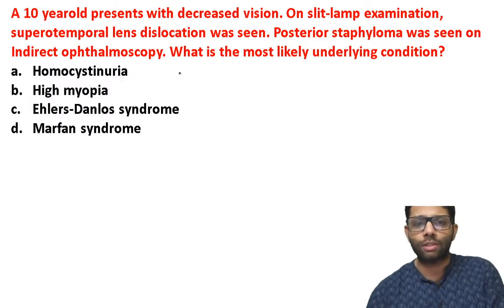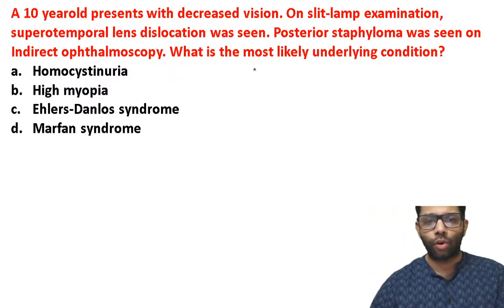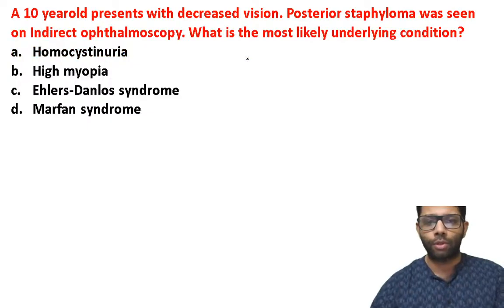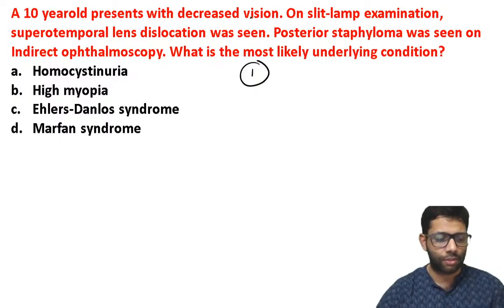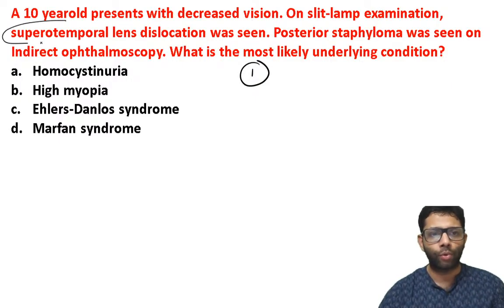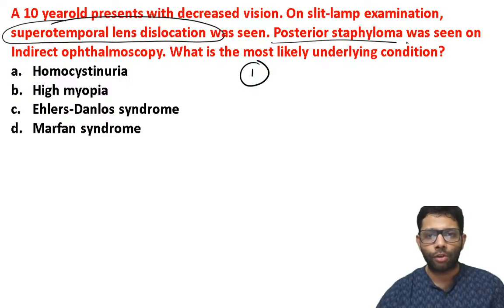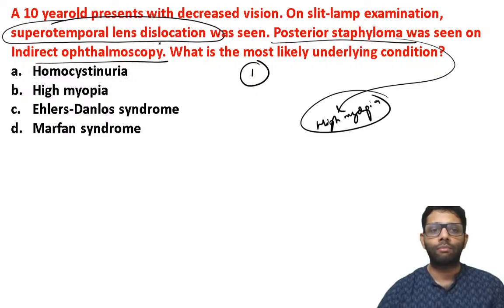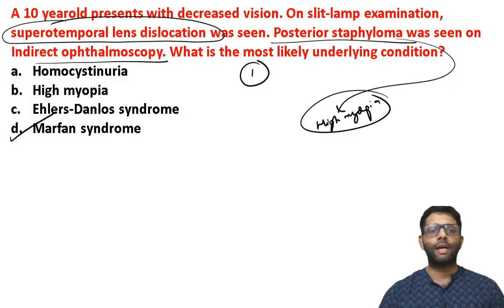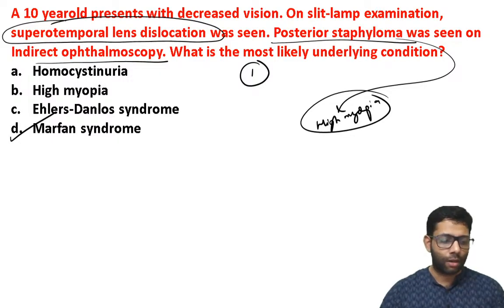Now I've got two questions on this. Let me know which one is correct. I will give you option number 1 and option number 2. Let me tell you option number 1 first. A 10-year-old patient presented with decreased vision. On slit lamp examination, supratemporal lens dislocation was there. Posterior staphyloma seen in indirect ophthalmoscopy. Now posterior staphyloma is a hallmark of high myopia, but high myopia does not have lens dislocation. So if lens dislocation is given with posterior staphyloma, Marfan's is the specific answer because Marfan's has lens dislocation and can have myopia as well. So here Marfan's can be the answer.